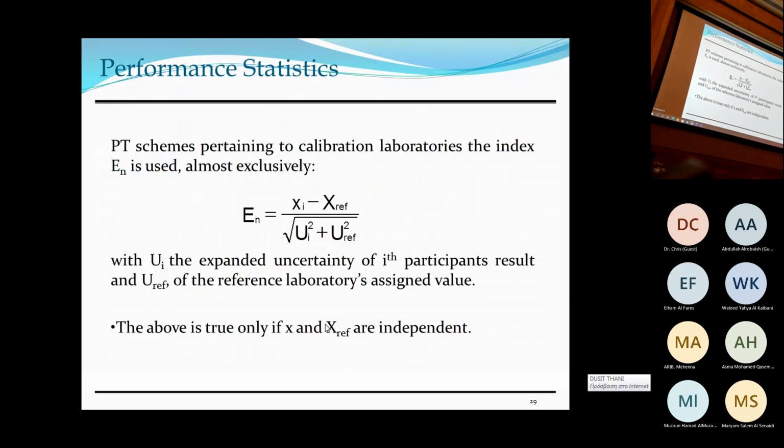Okay, so the next part has to do with the statistics that are used in order to judge performance of the participating laboratories. So in calibration, typically the EN index is used. In other areas in testing, other indices are also used. But in calibration, this is almost exclusively used. So basically, what does this say?